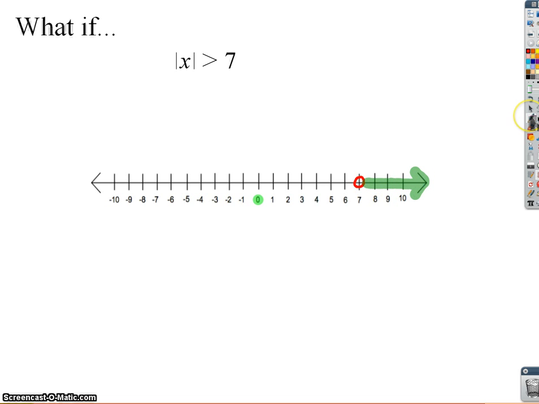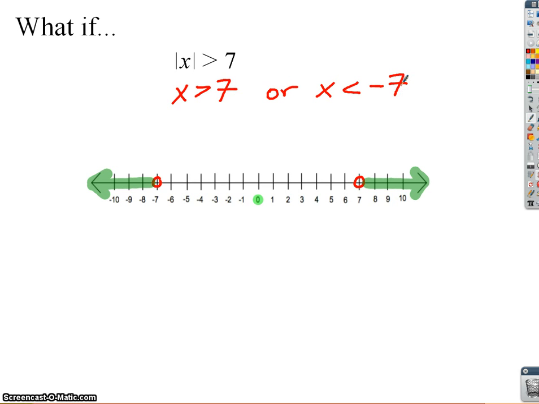Or it has to be starting at negative 7, right? Because this is 7 away from 0 in the other direction. And it has to be lower than that. Okay? And really what this does is it turns itself into a compound inequality. When it's greater than this, it becomes an OR inequality. This means that x can be greater than 7, or x has to be less than negative 7.